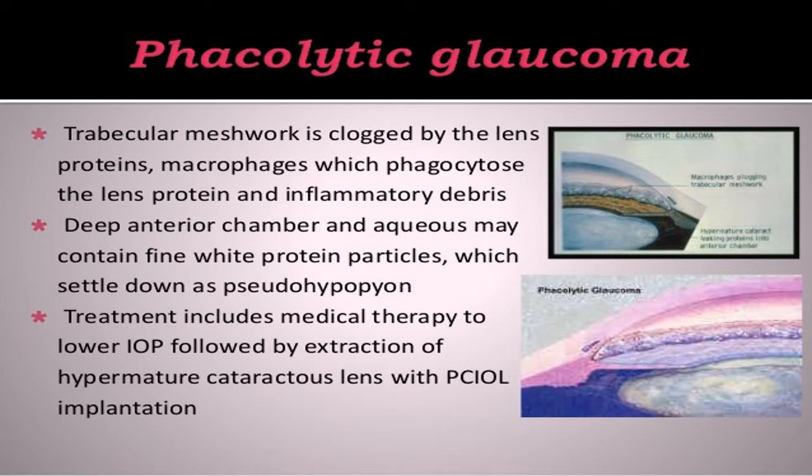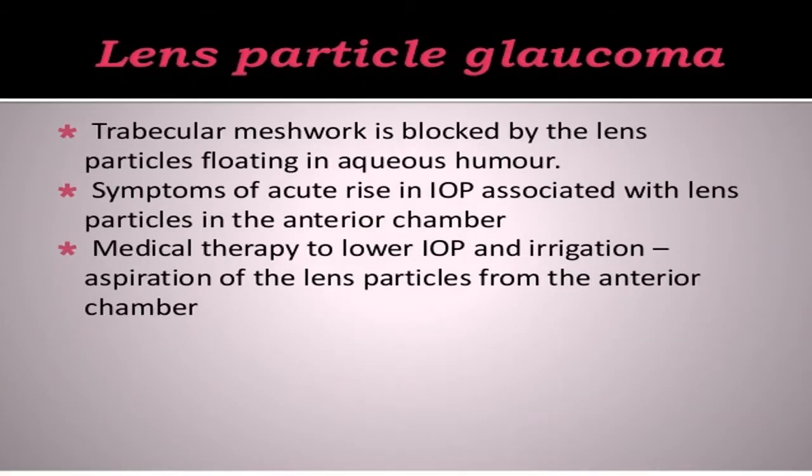So how do you treat this patient? The treatment is similar to other lens-induced glaucoma. First you have to remove the lens under IOP lowering agents. You have to reduce the IOP and remove the lens with the intraocular lens. Then the lens particle. There is a difference between the phacolytic and the lens particle.